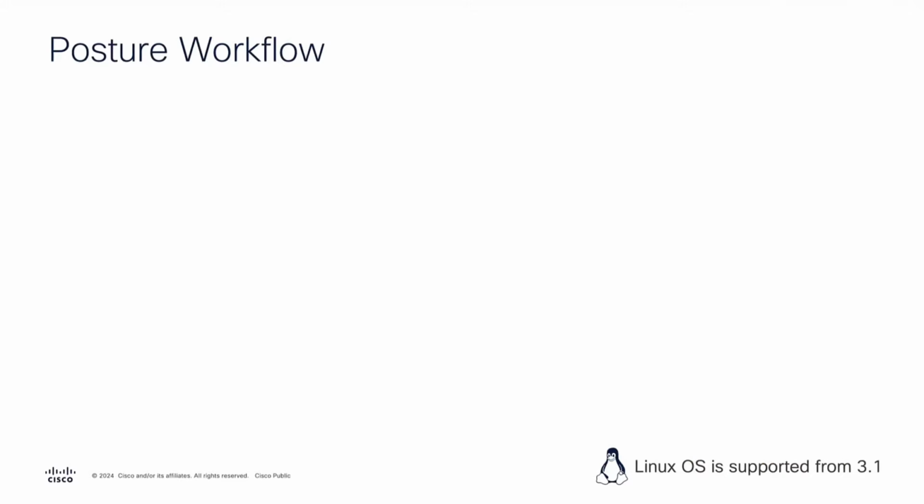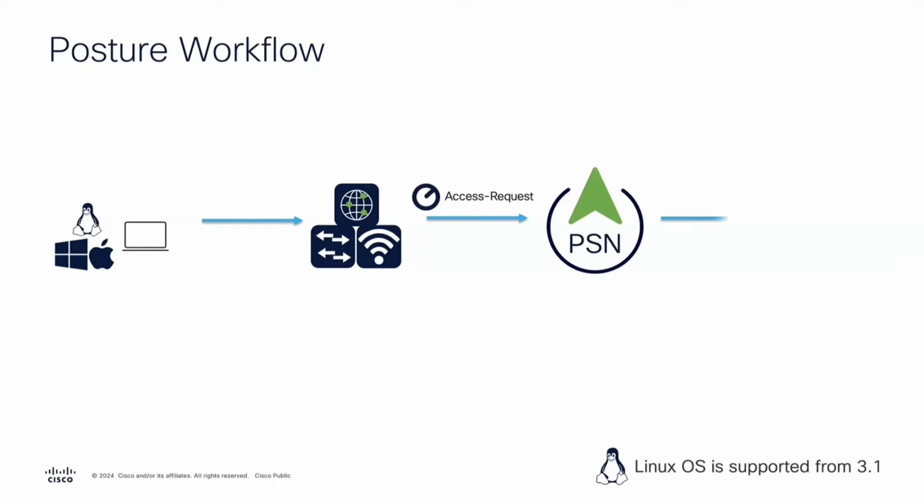Now, what exactly is the posture workflow? Well, the supported operating systems for posture service are Windows, Mac, and Linux. And when these devices come over the network via wired, wireless, or VPN, on behalf of the devices, the network access devices are going to send the RADIUS access request to the PSN so that they can get authenticated against the PSN. The PSN in turn validates them against the respective identity stores that were configured.